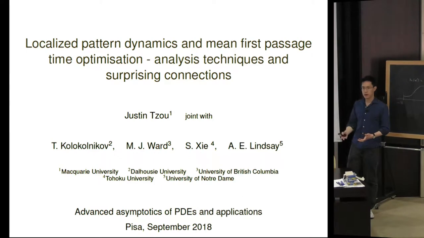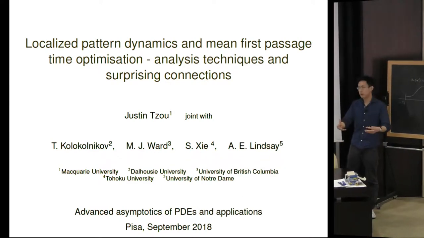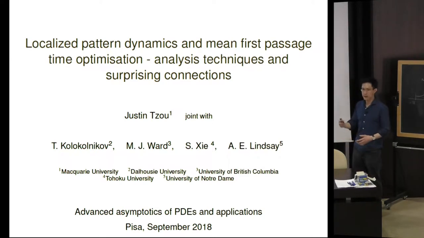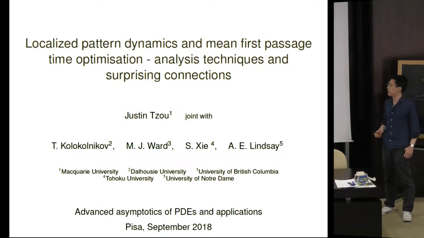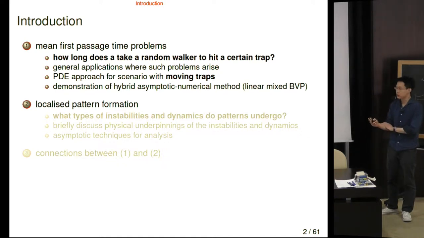Okay, so this is going to be a bit of a different talk in the sense that the main message is not as conclusive. It's a bit more speculative. It's going to be more of a report of results and some wishful thinking maybe. So we've seen talks now with mean first passage times, and we also saw a talk with Theo with localized patterns. What I'm going to try to do is draw some connections between the two. So I'll talk about the two separately: mean first passage times and pattern formation.